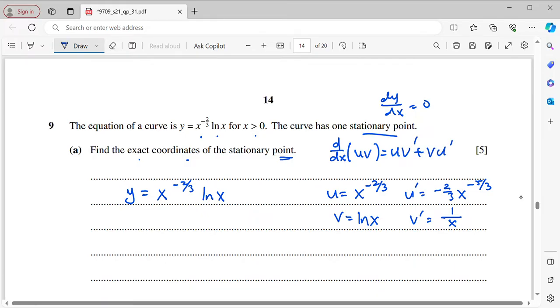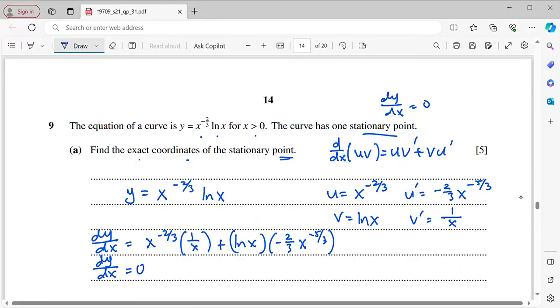So then from here, I will be getting my dy dx is x to the power of negative 2 over 3, which is my u, times v prime, which is 1 over x, plus ln x, the v, times u prime, so negative 2 over 3 x to the power of negative 5 over 3. Then now from here, my dy dx equals 0 because of the stationary point.